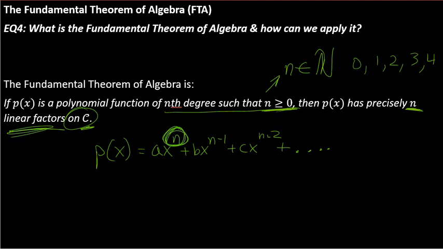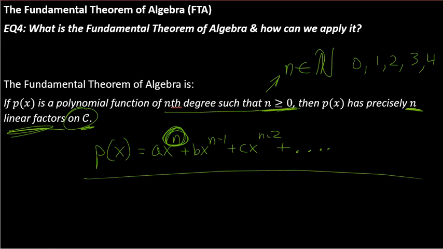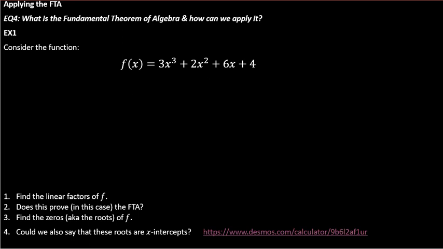Okay, so I know this probably just seems like a bunch of abstract gibberish, so let's look at an actual example where we're going to apply this. So here we have a polynomial function, namely f of x equals 3x to the third plus 2x to the second plus 6x plus 4. So this is written out in standard form, just like our p of x here. And we're first asked to find the linear factors of this function.